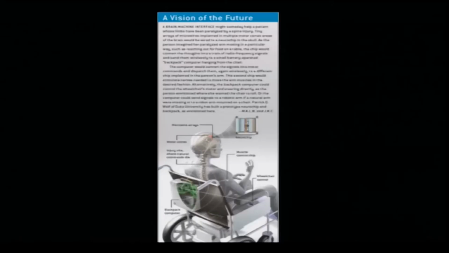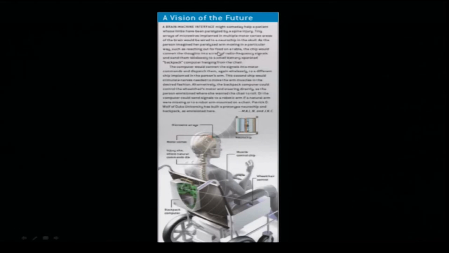Okay. So, coming to some of the vision of the future. These are some of the vision of the future of the man-machine interface. A brain-machine interface might someday help a patient whose limbs have been paralyzed by a spine injury. Tiny arrays of microwires implanted in the motor cortex of the brain would be wired to a neuronal chip in the skull. As the person imagines her paralyzed arms moving in a particular way, such as reaching out for food on a table, the chip would convert the thoughts into a train of radio frequencies.